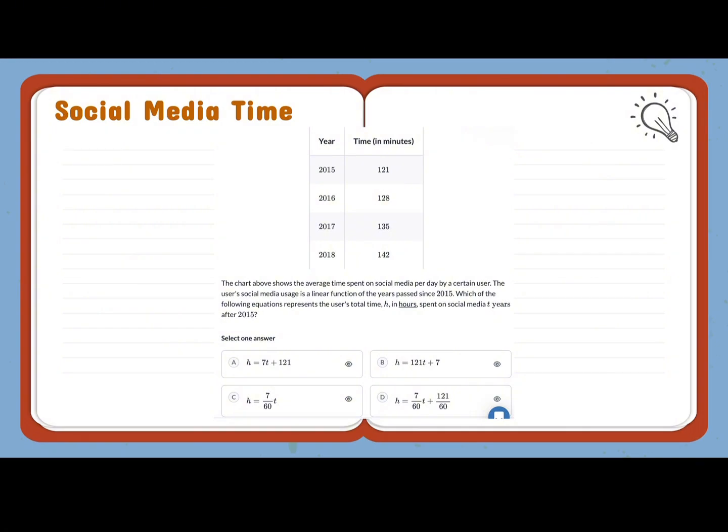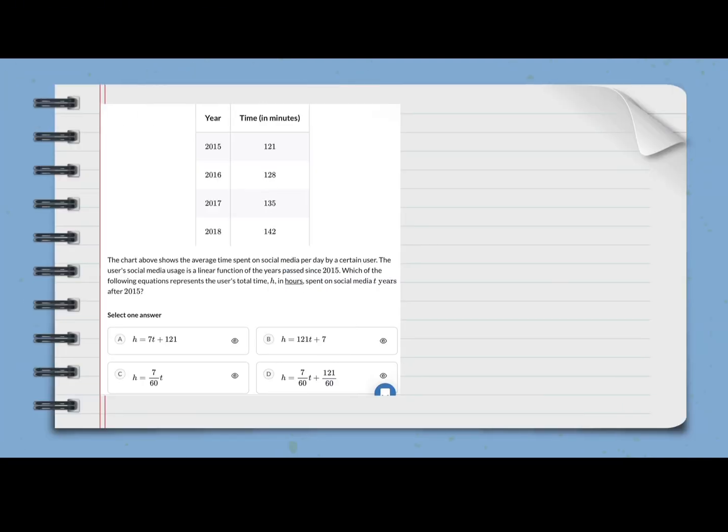But if you look closely, the chart gives us time in minutes, but we want it in hours. So when you do the math, you want to convert the minutes to hours. Because 7 is a prime number, we can't really simplify this fraction, so we'll end up with 7 over 60 hours. So that will be our slope.